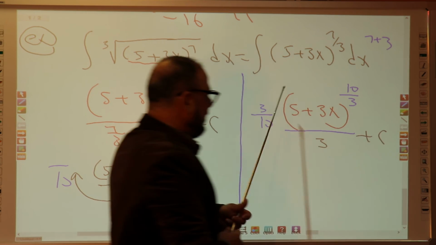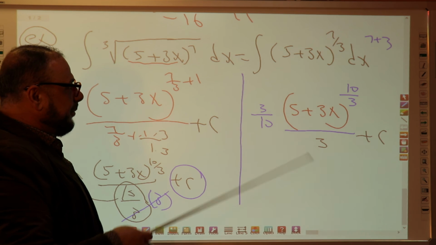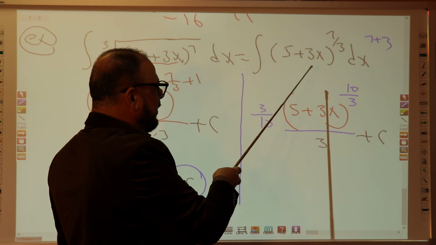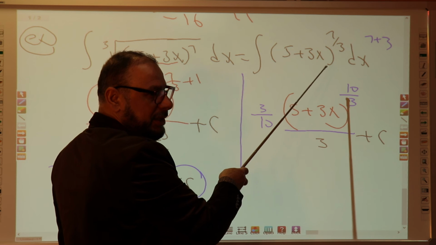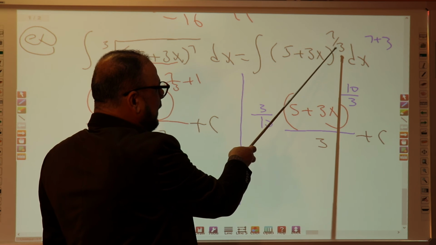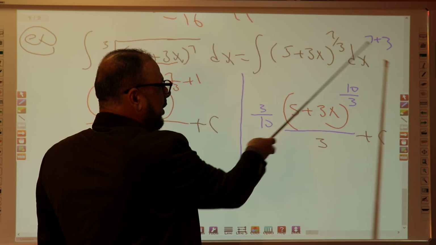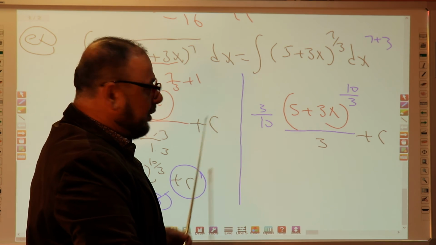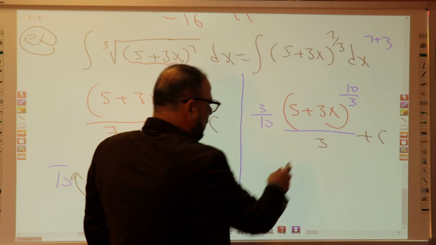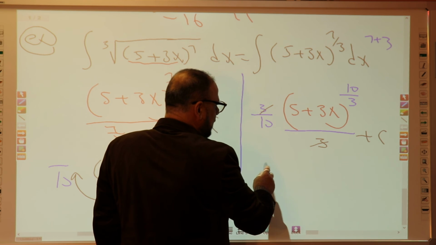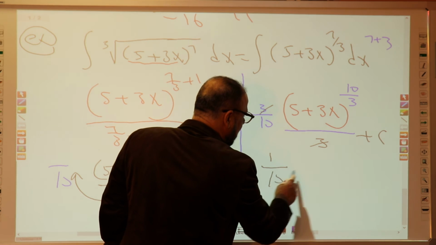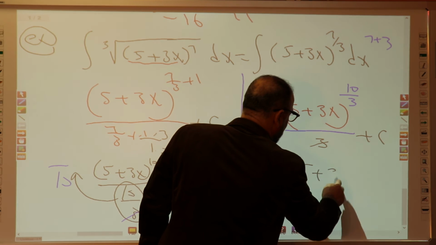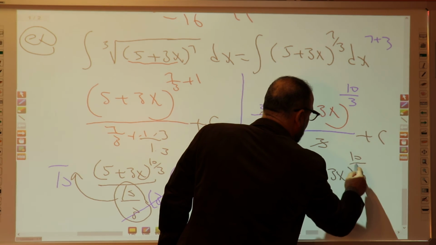I'm going to give you another one. Okay, 5 plus 3x to the 7 over 3. Then I leave the bottom as is. 7 plus 3 is 10, over 3. Good? And you divide by 3, which cancels with the 3. What we have is 1 over 10, (5 plus 3x) to the 10 over 3, plus C.